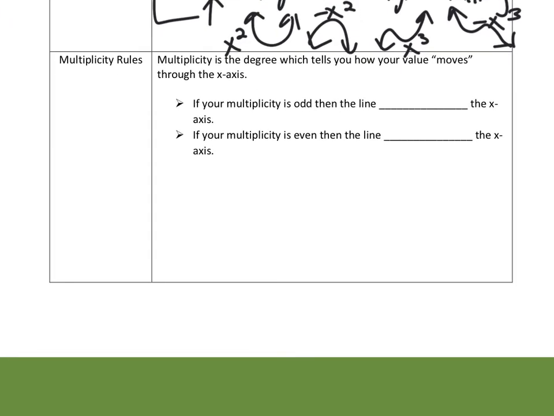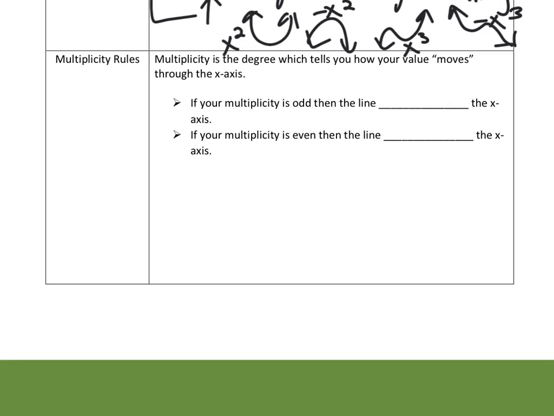Now we're going to talk about what multiplicity, hard one to say, means. Basically, it's the degree that tells you how your value moves through the x-axis. If you have an odd multiplicity, then the line is going to cross through that x-axis. And if it's even, then it's going to bounce off that x-axis, okay?